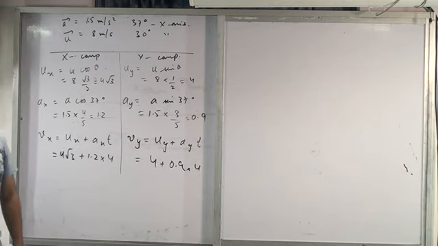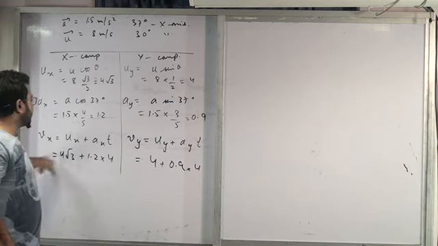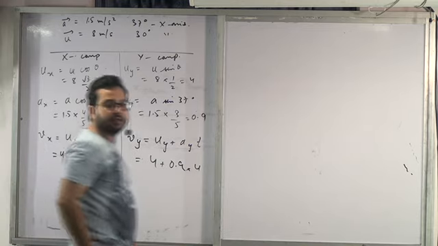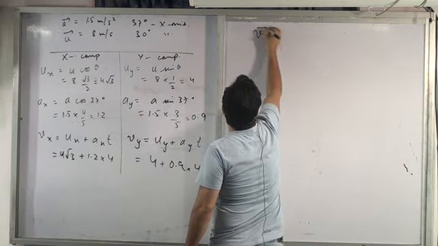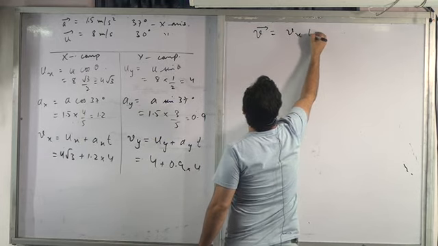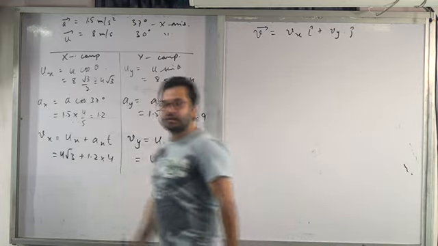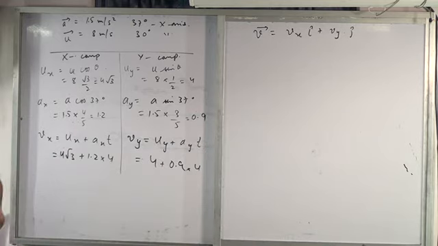Is that clear? So that will be Vx and that will be Vy. Okay. So how can we write the final velocity? The question is to find the final velocity. Can I write the final velocity as Vx i cap plus Vy j cap? We have calculated Vx, we have calculated Vy. I can write that. Okay.